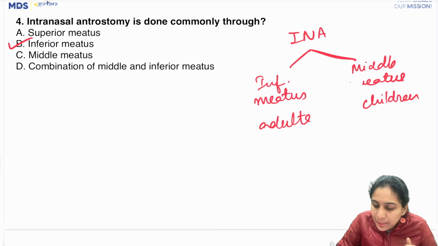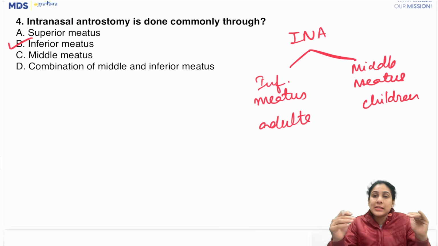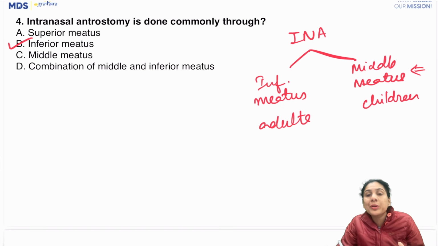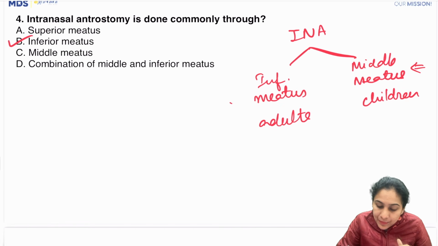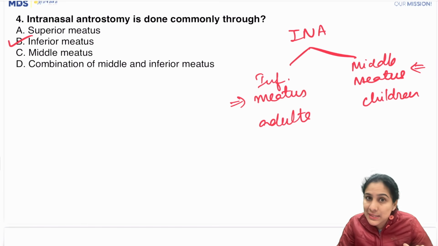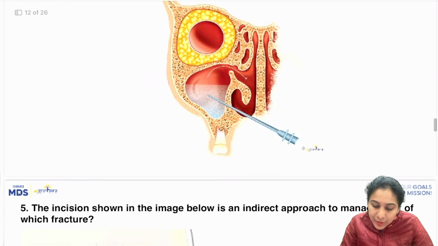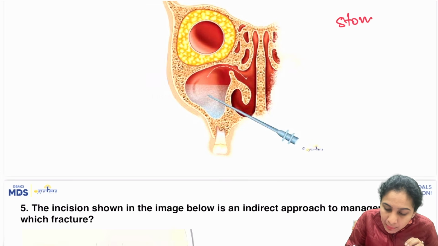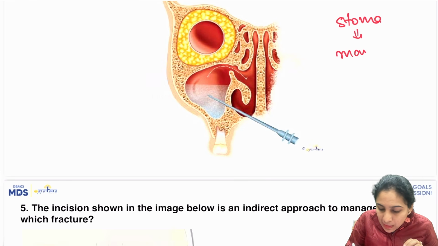Why do we do that? Because the level of the sinus is till the middle meatus in children, whereas it has gone much below till the inferior meatus and even beyond the inferior meatus sometimes in adults. So what is antrostomy? Antrostomy is basically a stoma. What is stoma? Stoma means mouth or opening.